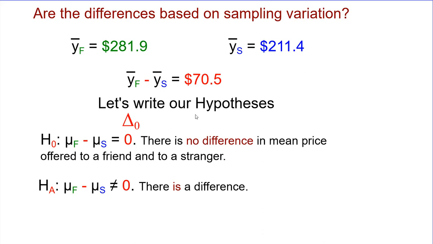So let's write our hypotheses. Our null hypothesis is that there's no difference. This is called delta naught, the hypothesized difference, with delta being the Greek letter, like a capital D. Delta naught is almost always 0, so we almost always hypothesize that the difference between the means is 0, so there's no difference between the mean price offered to a friend and a stranger. The alternative is two-sided, saying that there is a difference. If we were interested in one side, we might ask whether we offer a friend more money than a stranger. You can argue that, and I totally see that as a valid point as well.